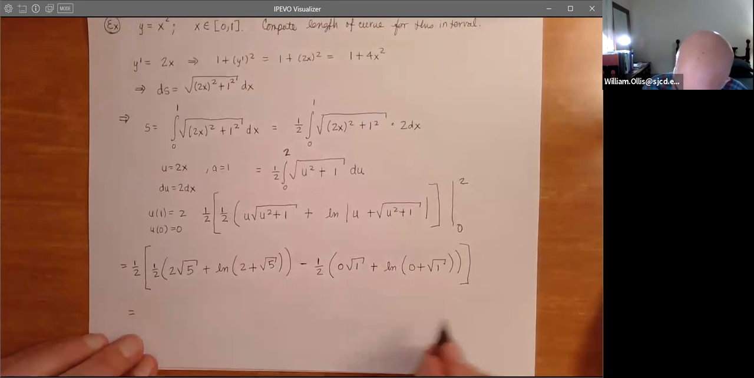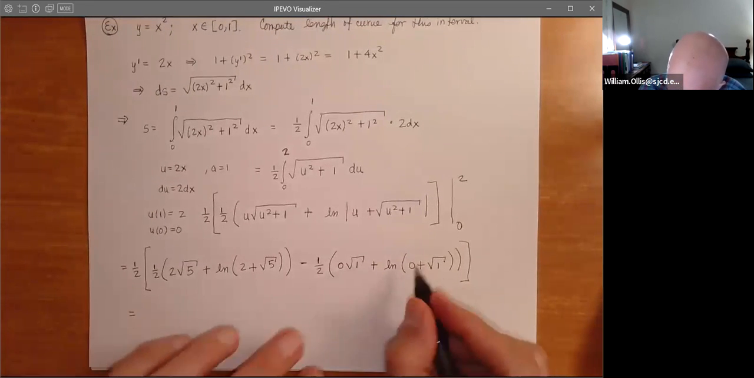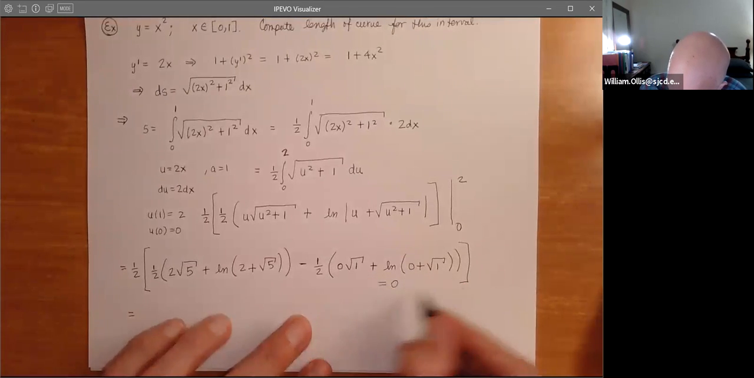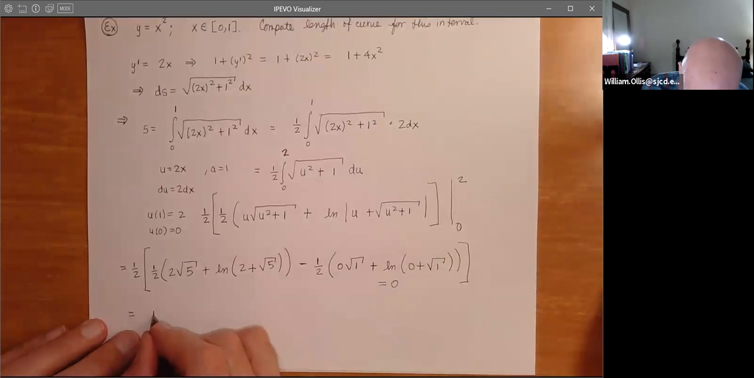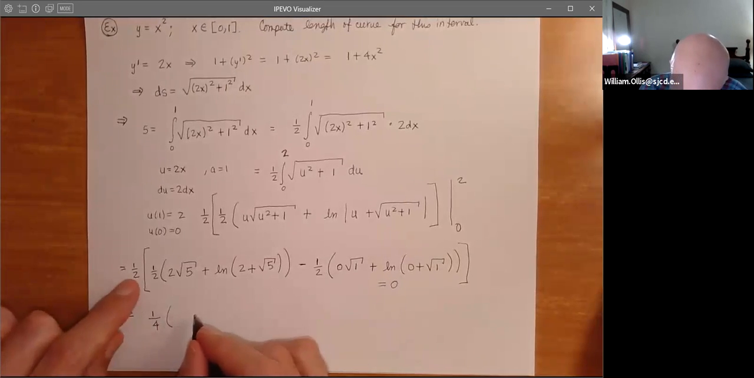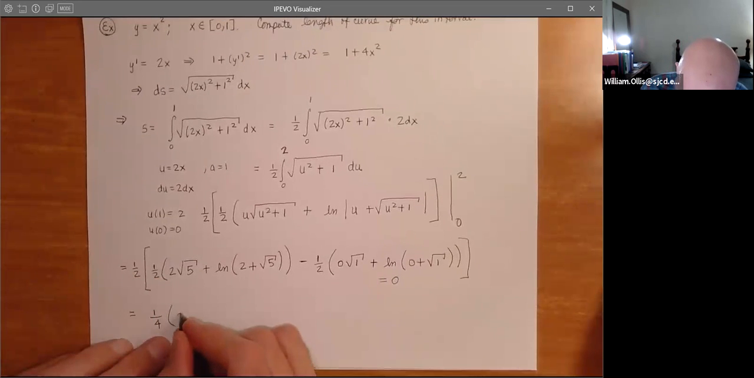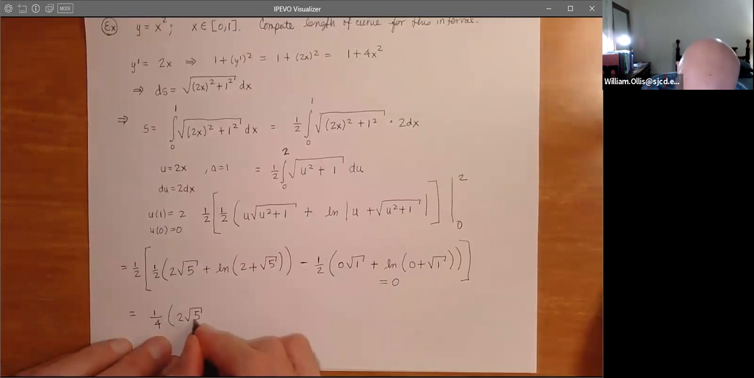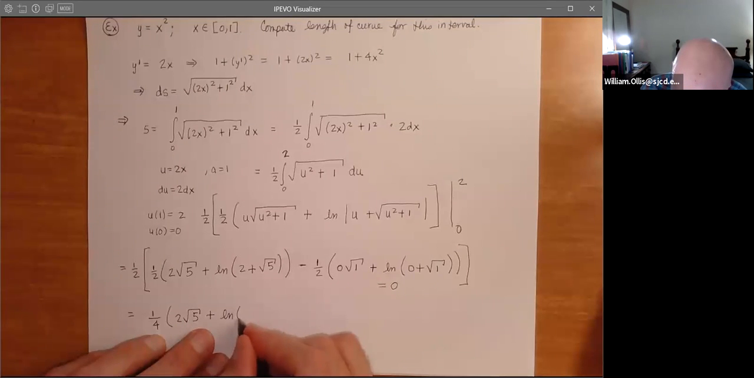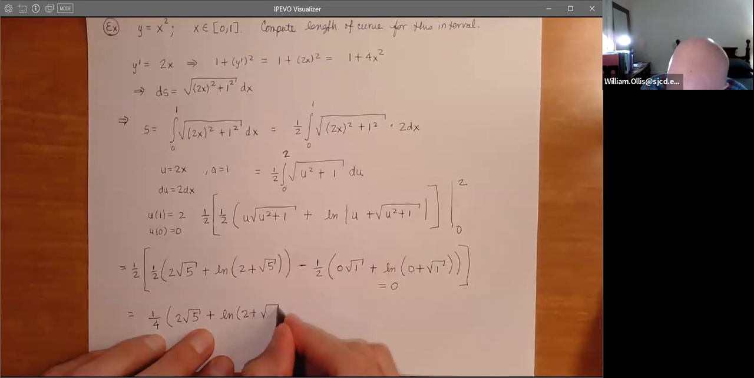So now we can go ahead and multiply all this out. All this is 0. This part just equals 0. Log of 1 is 0. That's all 0. So we get 1/4 times 1/2 times 1/2 is 1/4, 2 root 5 plus natural log 2 plus root 5.